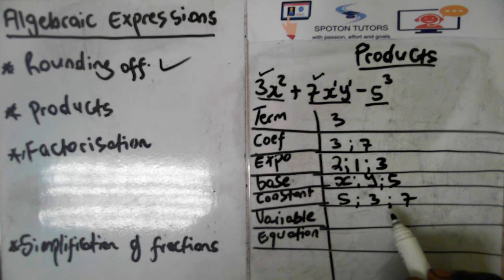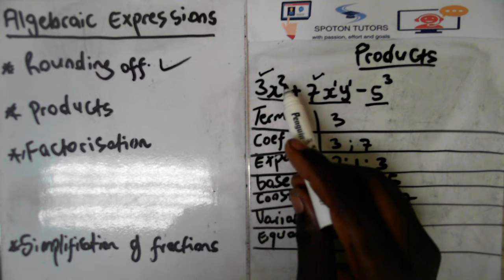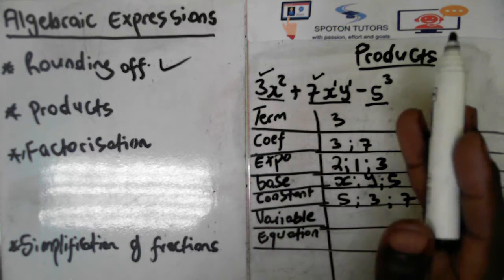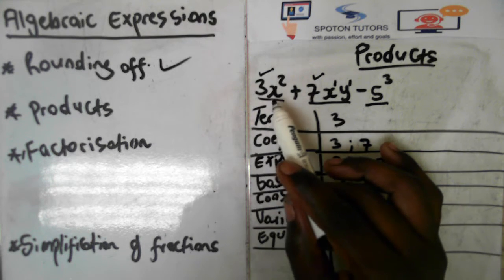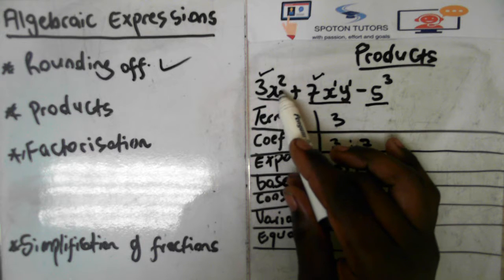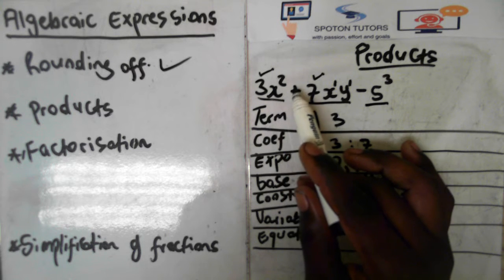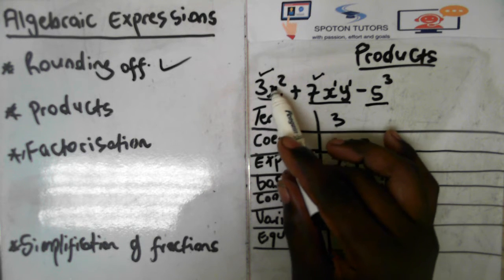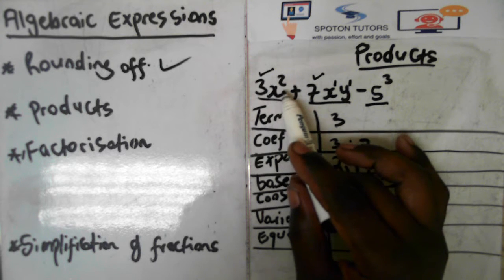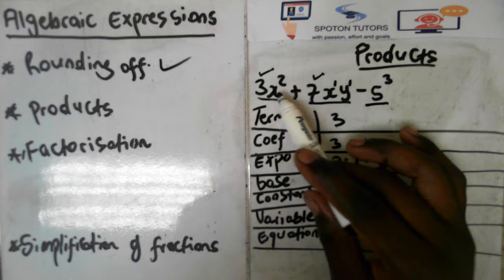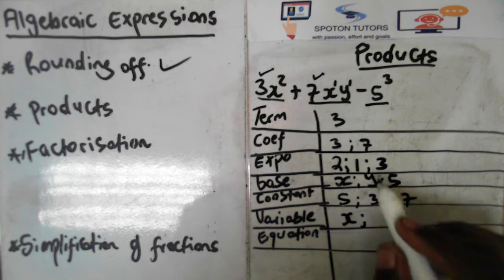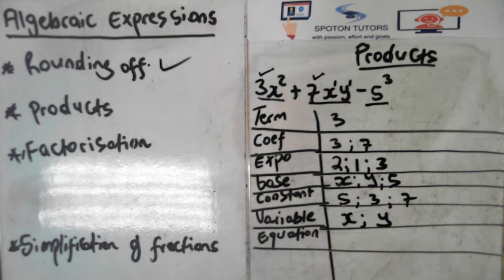Then, do we have any variables here? Variables are the terms within the expression that can vary, that can change. So x can change. If you put x as 1 here, and if you put x as 2, the value of this expression will change. So we have a variable that is x and a variable that is y.